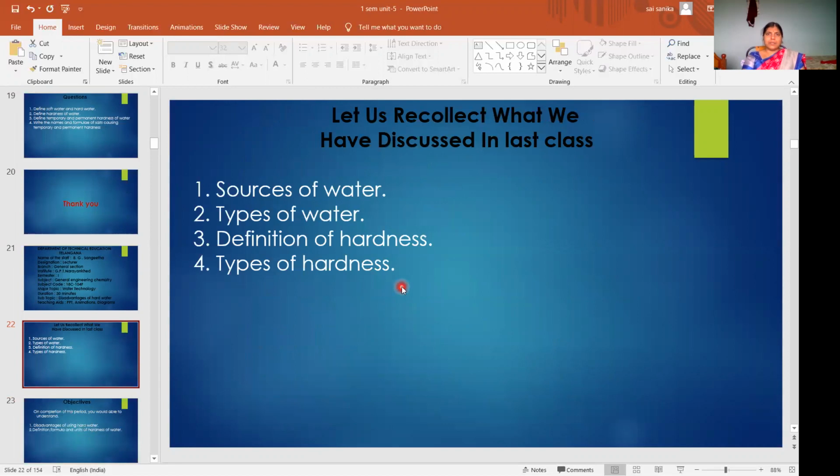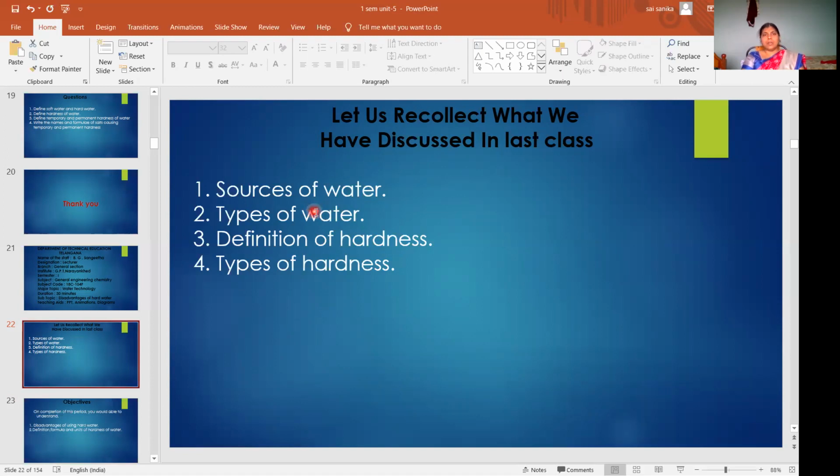Let us recollect what we have discussed in last class. First one, sources of water, types of water, definition of hardness, and types of hardness. So we have studied the sources, surface water and groundwater. Surface water is of four types: rainwater, river water, lake water, sea water, and groundwater: spring water and well water.